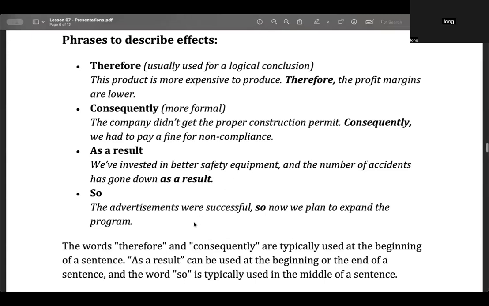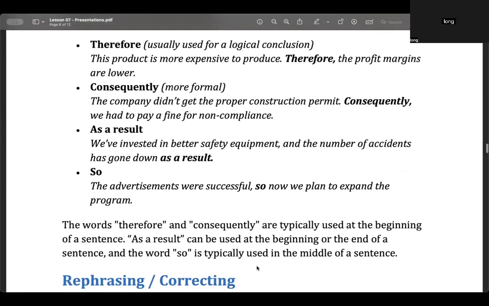The words therefore and consequently are typically used at the beginning of a sentence. As a result, can be used at the beginning or the end of a sentence, and the word so is typically used in the middle of a sentence.